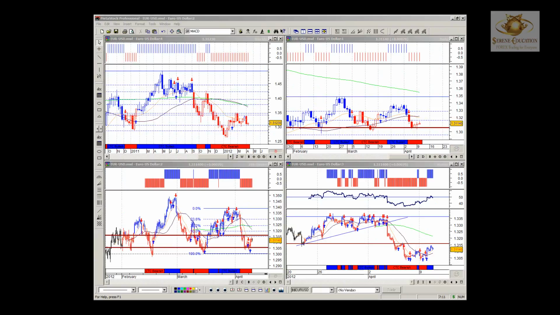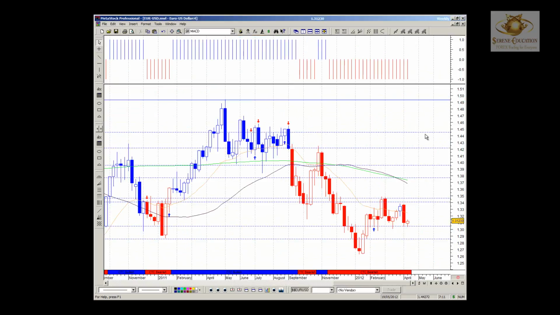Just going to be starting with the four majors this morning. Started with Euro against US dollar on our long time frame. Let's have a look at the weekly and see what's happened last week, give us an indication of what could likely happen this week.